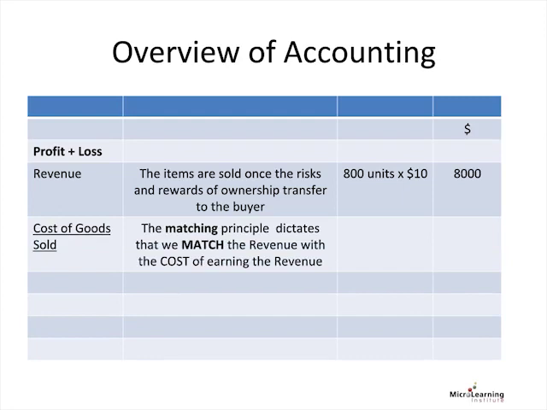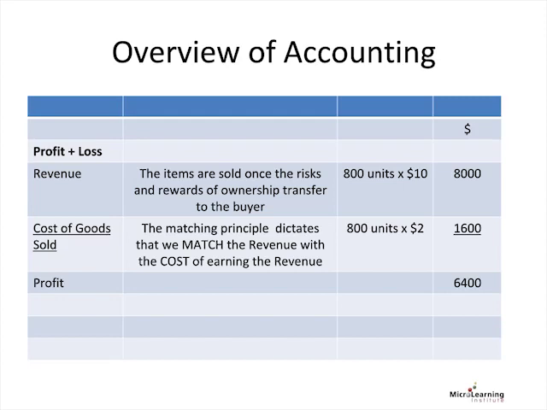We must now calculate the cost of goods sold. The matching principle dictates that we match the revenue with the cost of earning the revenue. Therefore, even though the shop has purchased 1,000 units of the goods, the fact that only 800 units have been sold means that we match the revenue earned with the cost of 800 units. As each unit was purchased for $2, the total cost of goods sold is $1,600. That gives us a profit of $6,400.